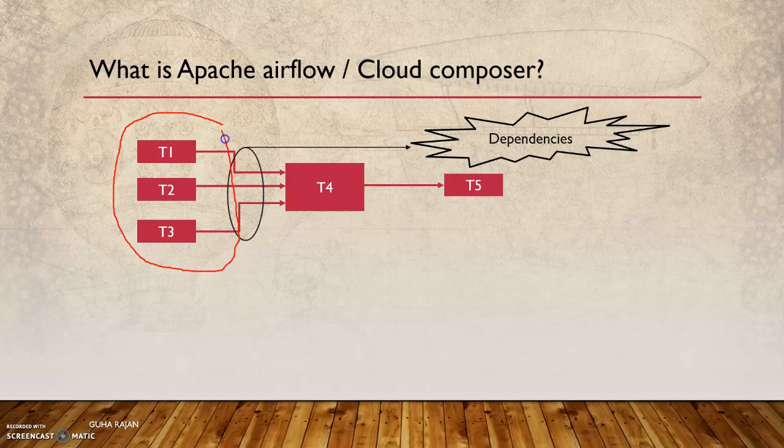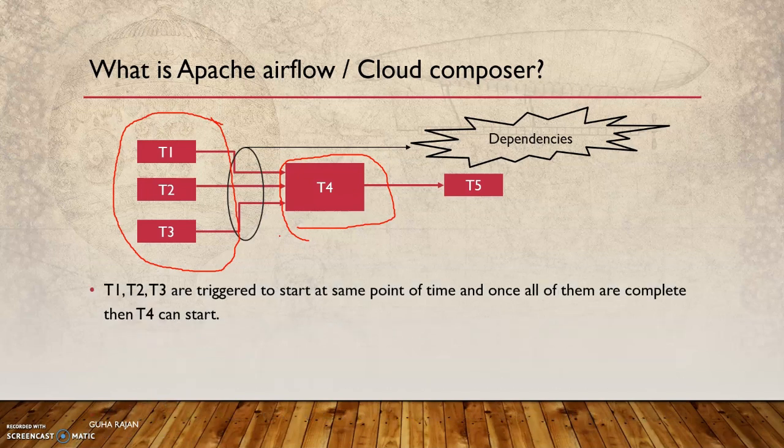So T1, T2, T3, and then comes, so these are dependent tasks, and once it is successful, again it's up to Apache Airflow to check the status. Yes, on successful completion, T4, T5 is going to start, and finally T5 ends. So basically it's a task scheduler. T1, T2 are triggered at the same point, and once all of them complete, you start with T4.